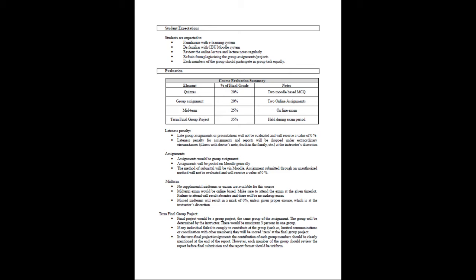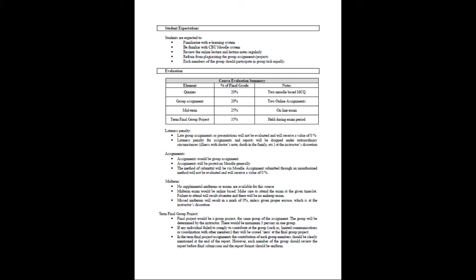Okay, so the quiz, there will be two model quizzes, both with a 10% weightage of the whole course. There will be two group assignments, again with the same 10% weightage, and there will be an online midterm exam, which would be 25% of the whole course, and there's a term final group project, which is 35%. So everything would be online, and there are several group activities also. So please remember that.